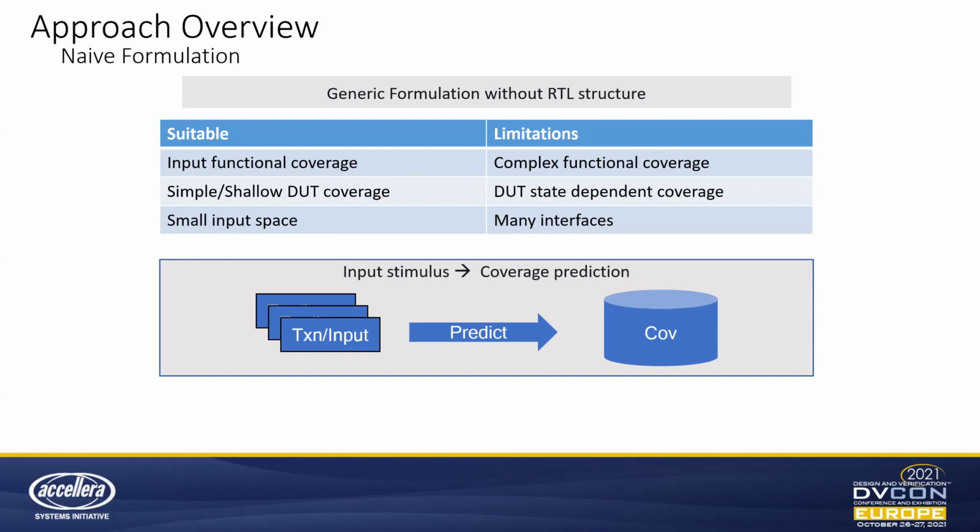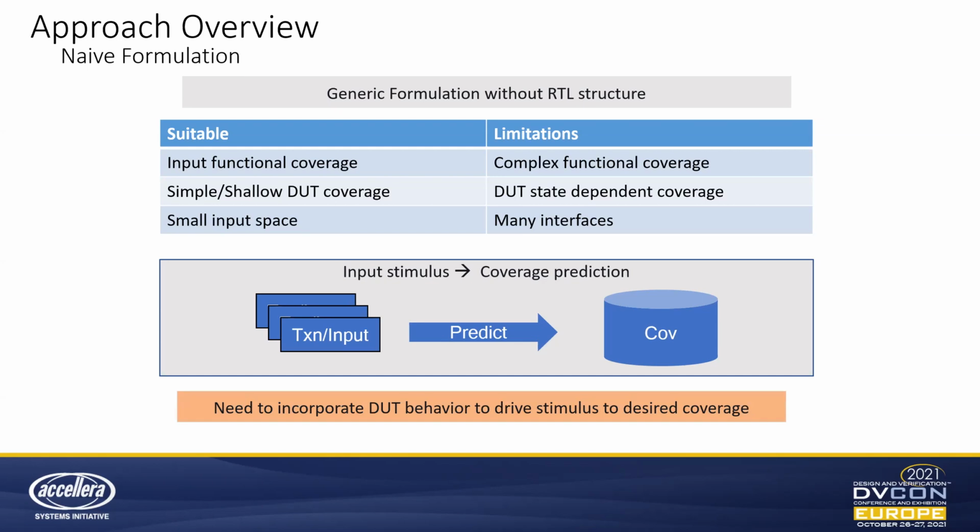So one approach to improve upon this is to incorporate RTL structure. This is, I guess, where the RTL or DUT behavior can help in the prediction of this mapping. And using this mapping can drive stimulus to desired coverage outcomes. So this links back to the title, I guess, of our paper, and it's how we can incorporate the structure of the RTL to describe DUT behavior. And this approach is what we'll describe further in this work.